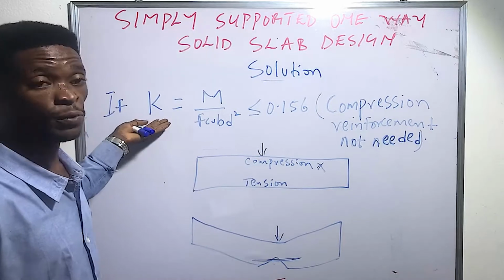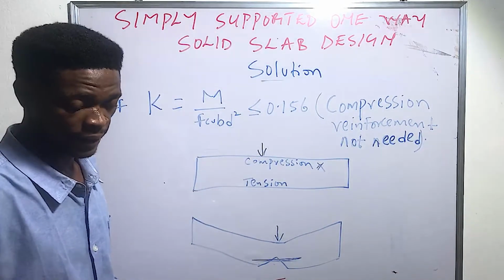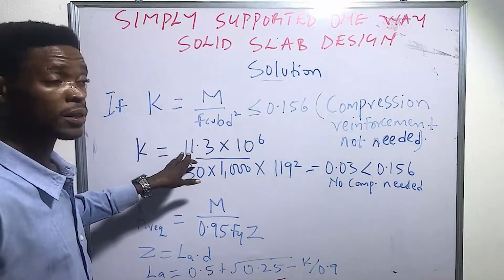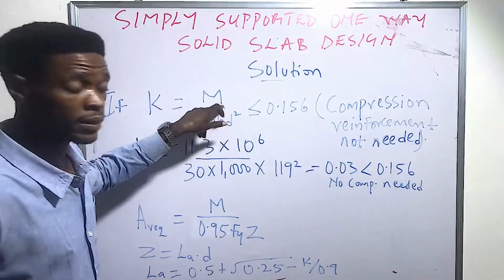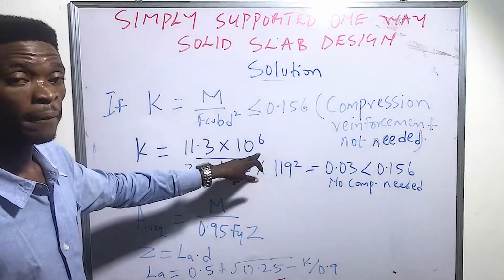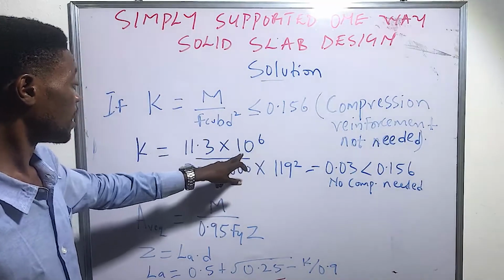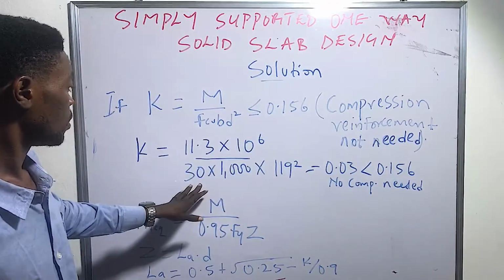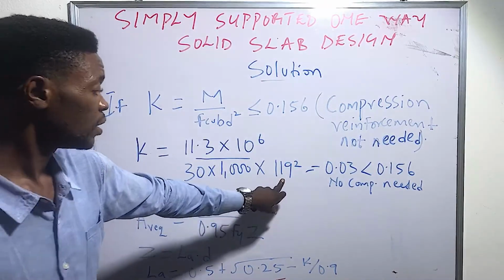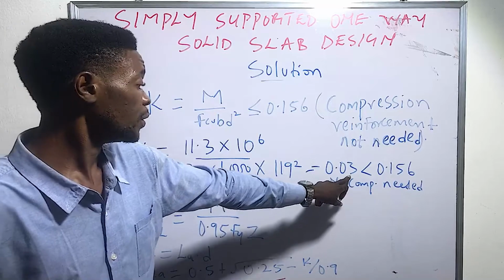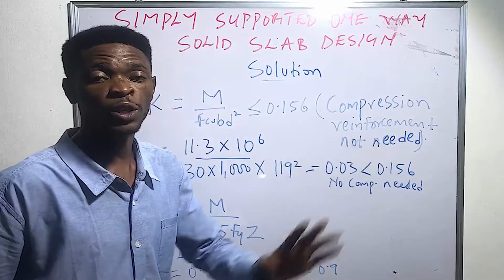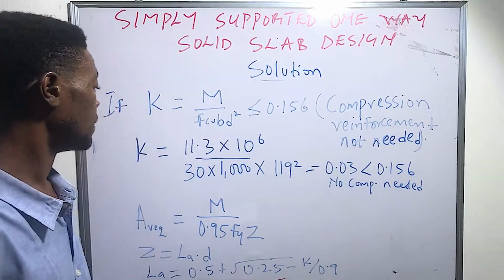So let's check for K so we know the formula to apply. From there, our K is the maximum bending moment, 11.3, converted to Newton per mm, multiplied by 10 raised to power 6, over characteristic strength of concrete multiplied by the breadth times the square of the depth, gives us 0.03, which is lesser than 0.156. That means compression reinforcement is not needed for this design.